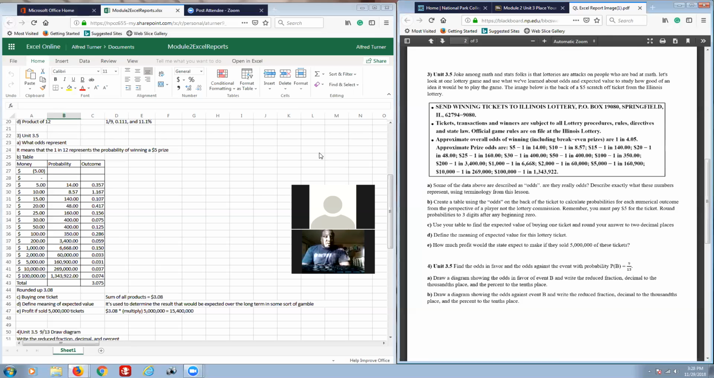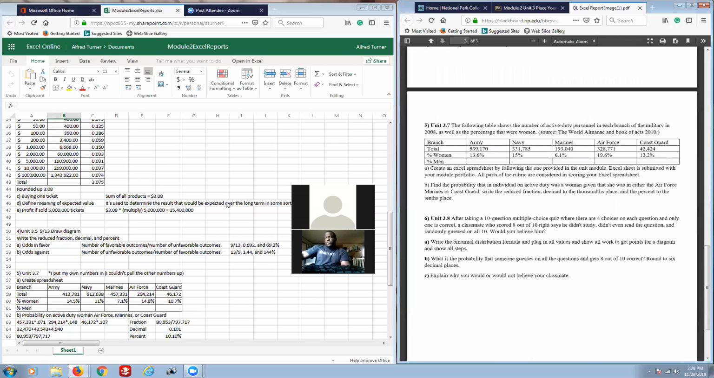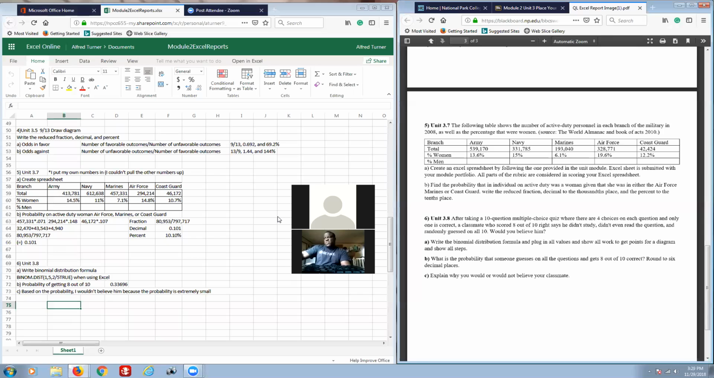If you were to sell 5 million of them, you would take the $3.08 and multiply by 5 million, and then it gives you 15 million 400,000. That was a little rough, but I think I got it all in order. Moving right along to number 4.